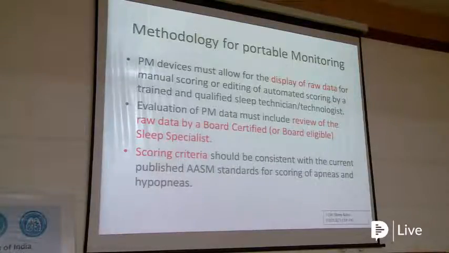The PM device must allow for the display of the raw data for manual scoring, or you can go for automated scoring. And evaluation of PM data must include review of the raw data by a board certified sleep specialist, and the scoring criteria have to be consistent with the current American Academy of Sleep Medicine standard.